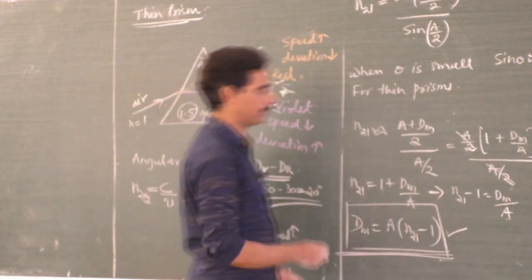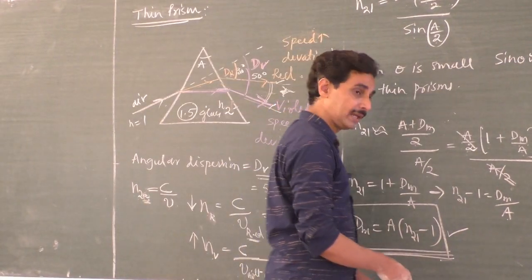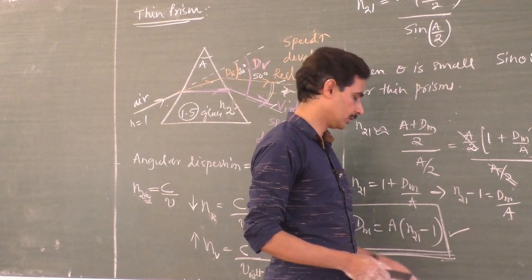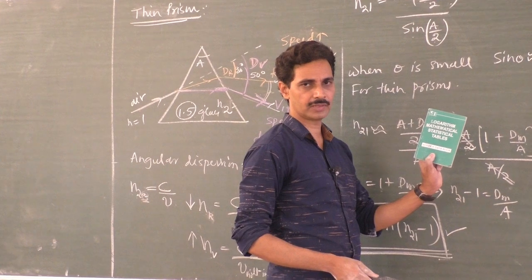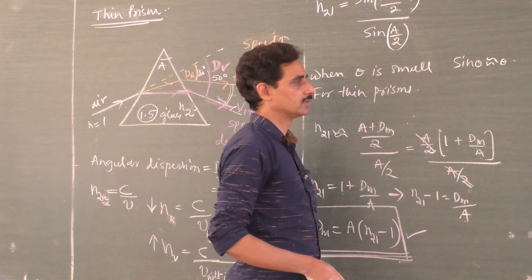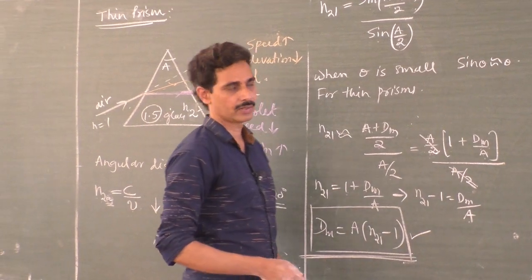You just write that problem, a ray of light, and be ready with a calculator and a log book. You might have seen a very small book called Clark's Table. Bring that book and we will solve that problem. So just try to write the problem.